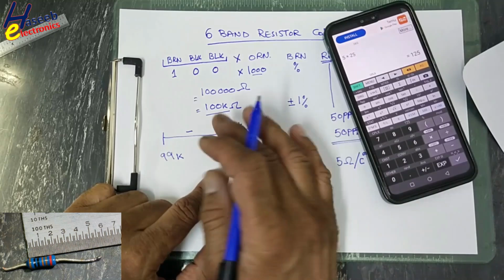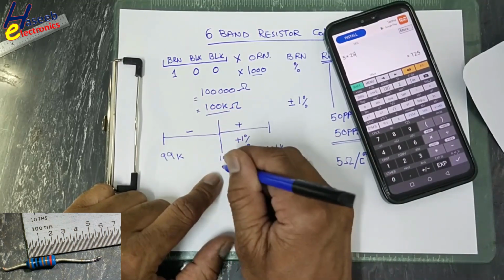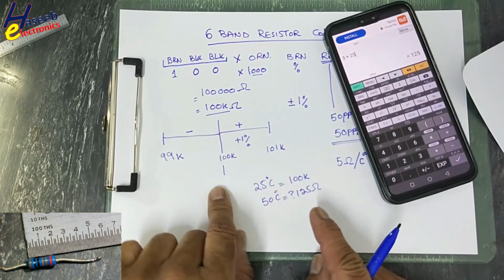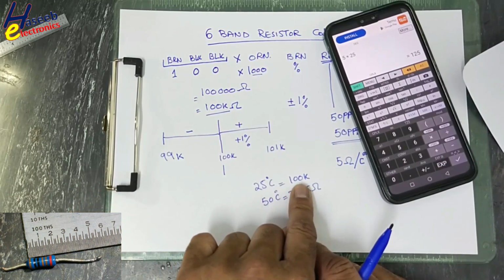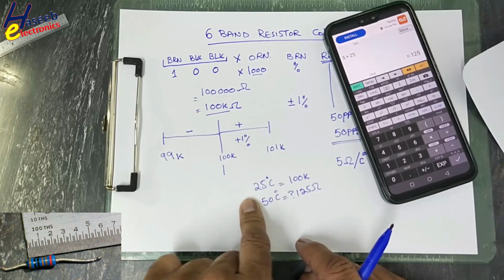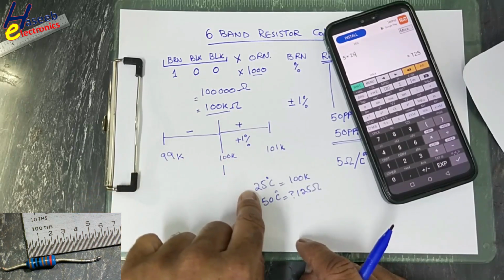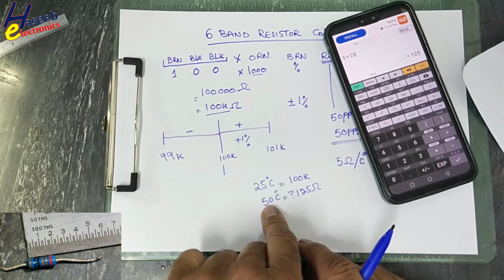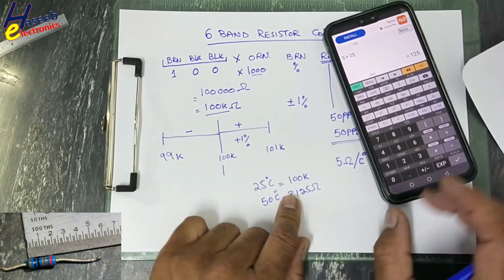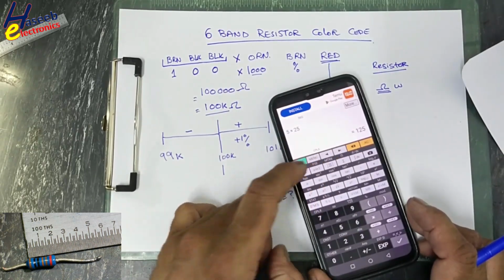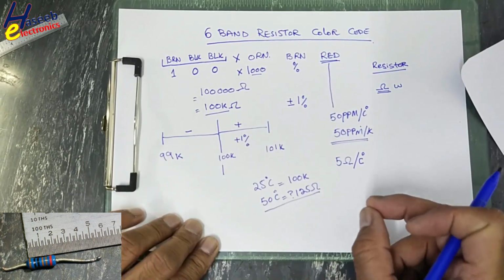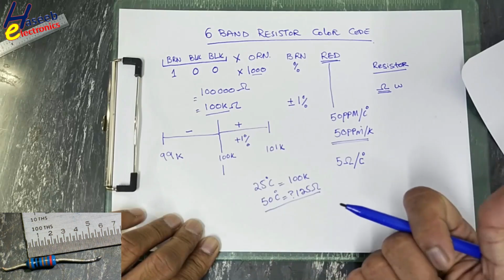Let's suppose this resistor is accurately 100 kilo ohm. With change in temperature, when the resistor was 100K at 25 degrees Celsius, as provided by the manufacturer, and we are operating it at 50 degrees Celsius, its resistance will jump either 125 ohms on the positive side or the negative side. So it is the change in resistance with change in temperature.